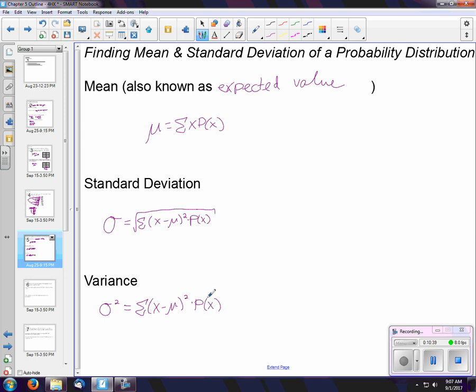So whatever method you like to use, whether it's using the list functions in the calculator or even one var stats, both of those will produce the same results if you're using that to calculate your answer. So let's take a look at an example at calculating these.